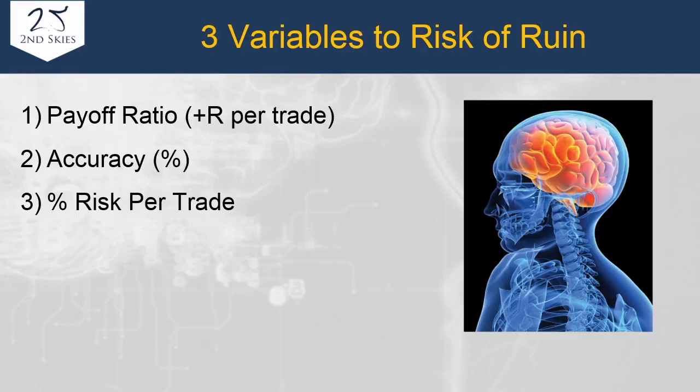Now, there are three basic variables to the risk of ruin formula. The payoff ratio, which is plus R per trade, and we've talked about what plus R is. There is accuracy in percentage, and there is percent risk per trade.